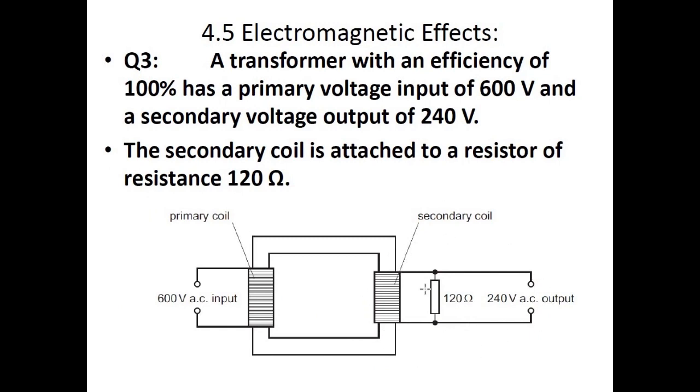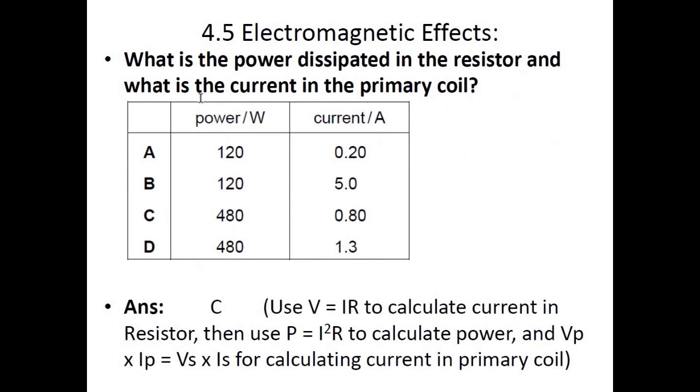Now we have studied that power in both coils is always equal, so that means the power dissipated in the primary coil is also 480. So that simply means that either C or D would be our answer. Now next we have to calculate the current in the primary coil.